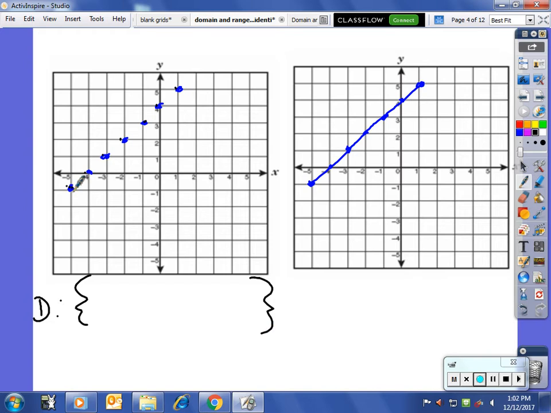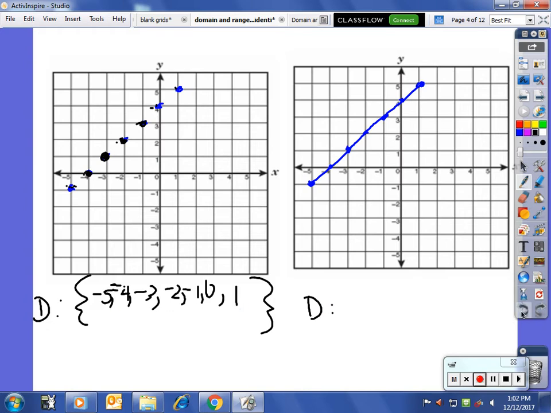What is this x value right here? -5. What's this x value? -4. I don't care about the y values. I'm talking about the x's. What's this x value? -3. What's this x value? What's this one? 0 and 1.